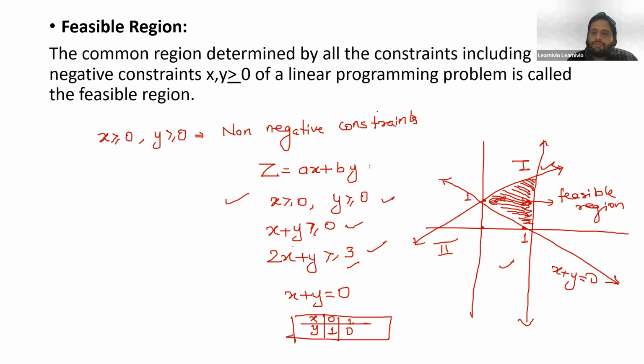So what is a feasible region? When you draw the graph using all the restrictions, all the constraints which are given in the question, then the common part is called the feasible region. I hope this is clear to everyone. Just note down the definition. No need to draw this graph, I will do this later. Confirm to me, and we will start the next topic.